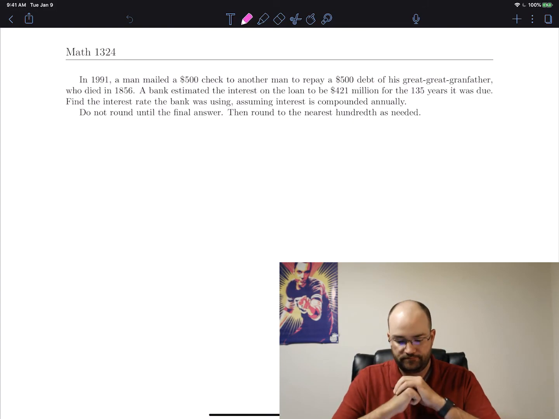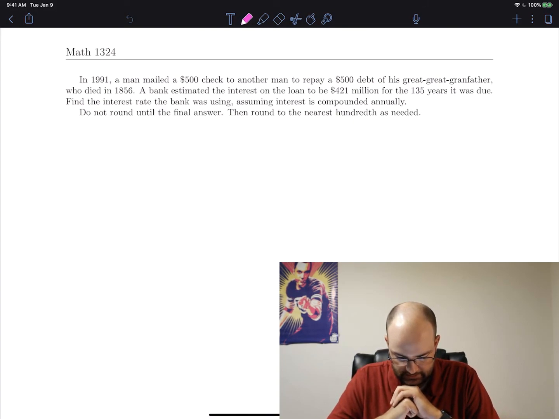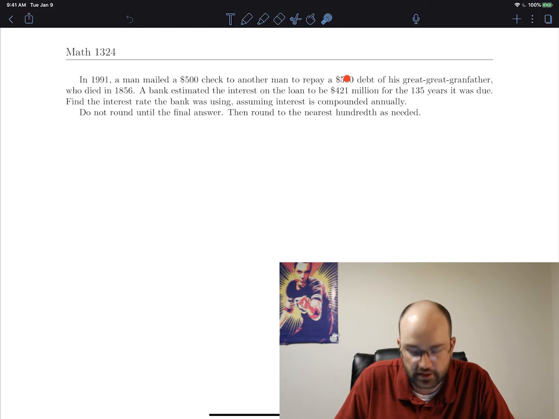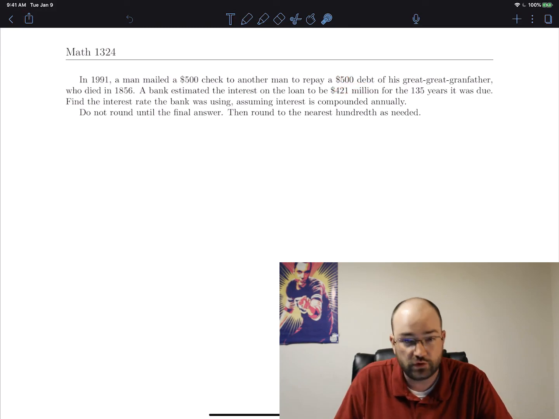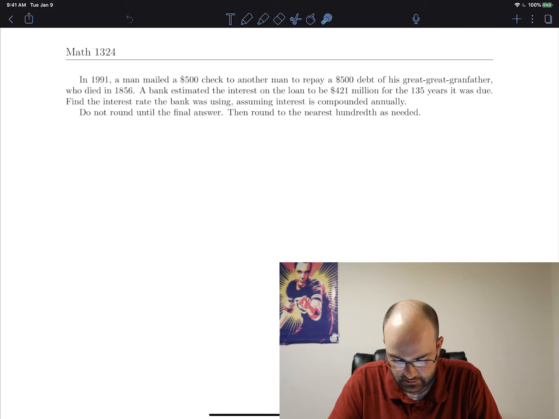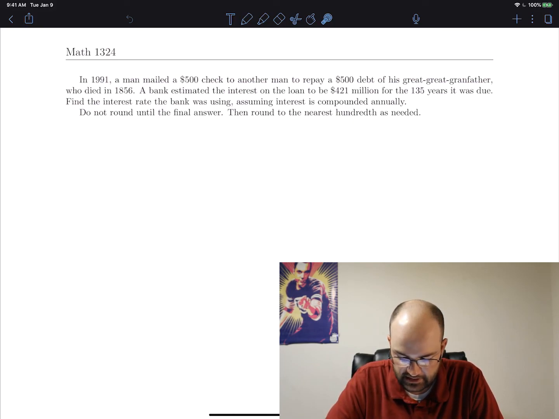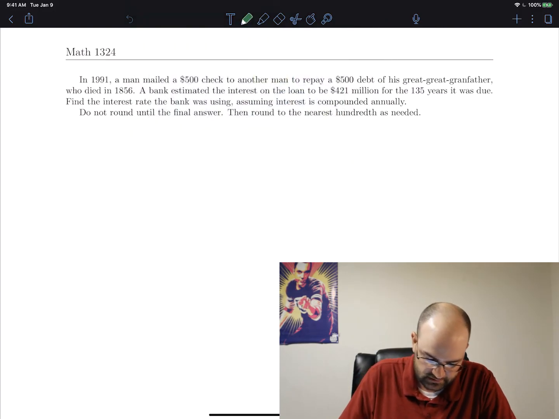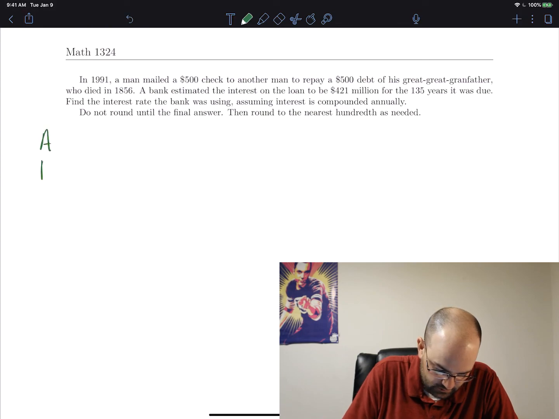Okay, so we've actually done this question before, believe it or not. They're basically saying that if you have a present value of $500 and a future value of $421 million, and it's compounding once a year, what's the interest rate? And it happened for 135 years. So this is compound interest. So we have A, P, R, and T.